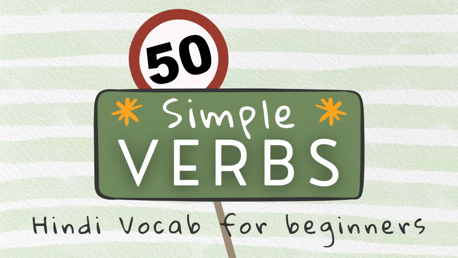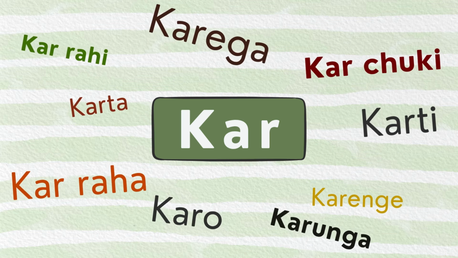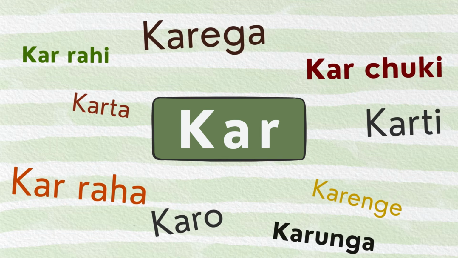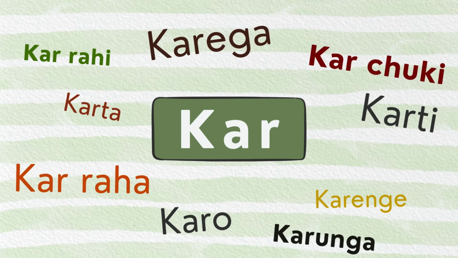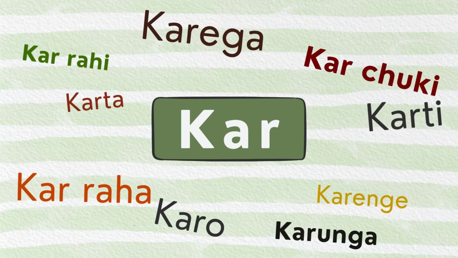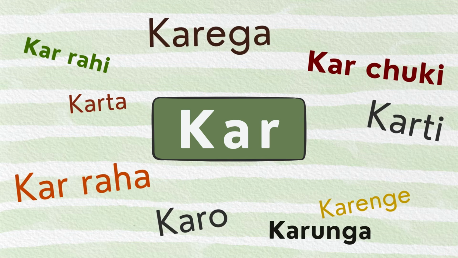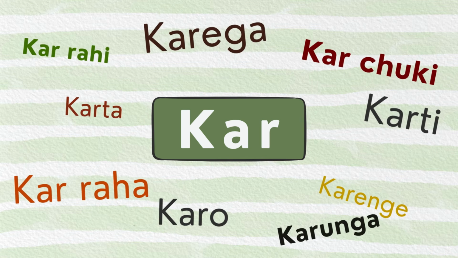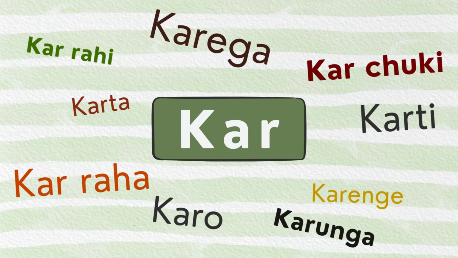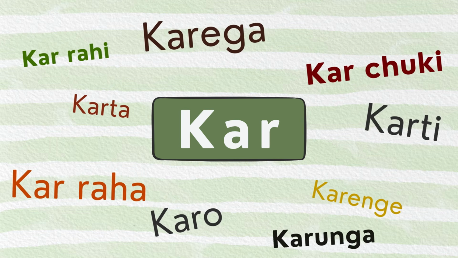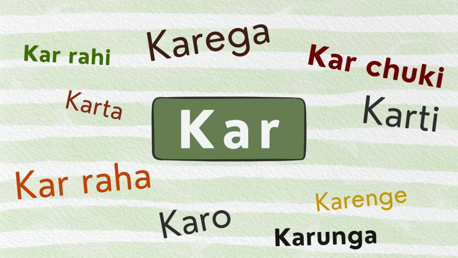In this video, I'll be covering 50 simple verbs that are commonly used in Hindi. Let's jump right in. A verb in Hindi can have many forms, sort of like in English, but instead of the whole word changing like go, went, and gone in English, Hindi verbs just change their endings, which they do based on the gender and number of the subject or sometimes the object and the tense of the sentence. For example, karta, karte, kar liya, karunga, kar chuka, etc.